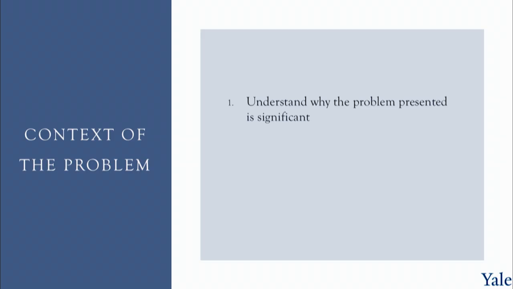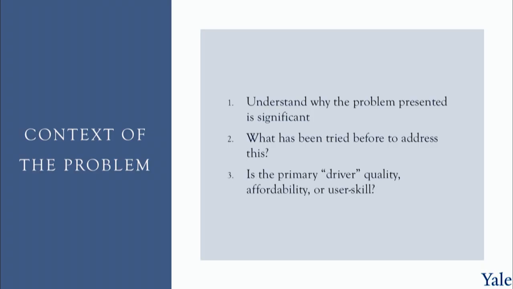You would like to understand the context of the problem. Why is the problem presented significant? How many people are affected? How serious is the problem? Why are the current solutions not working? What has been tried before to address this, and why is it not working? Is the problem really quality, affordability, or user skill?